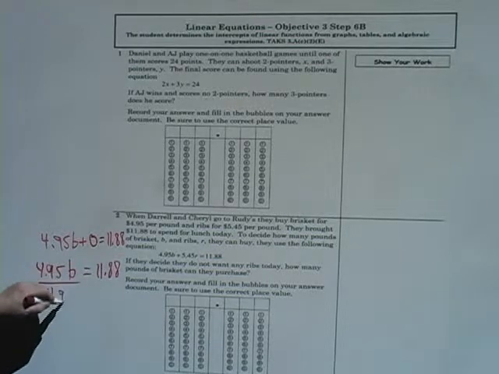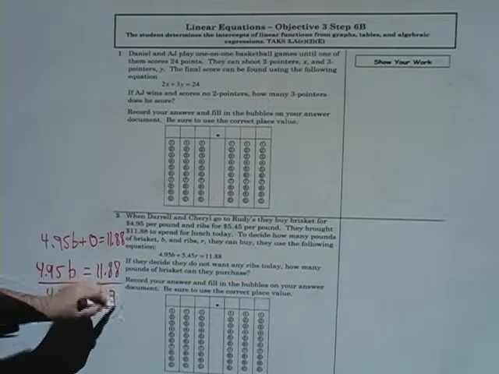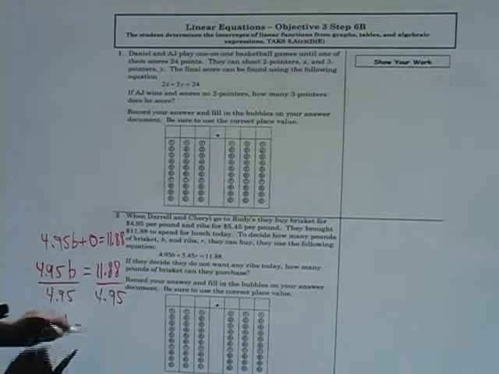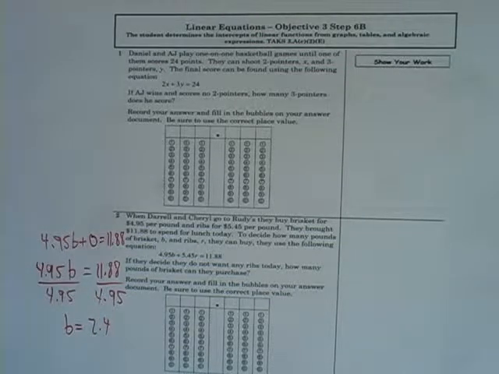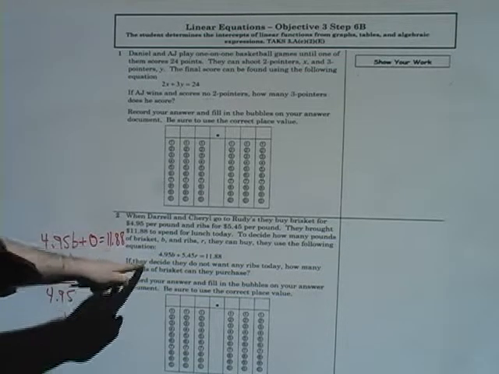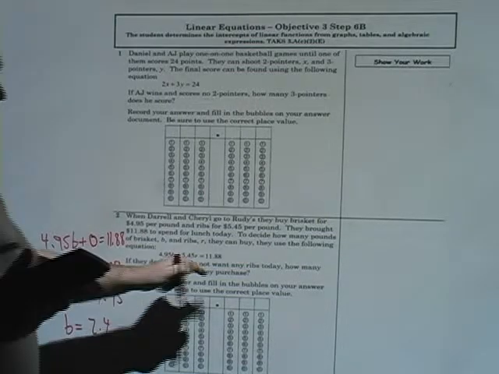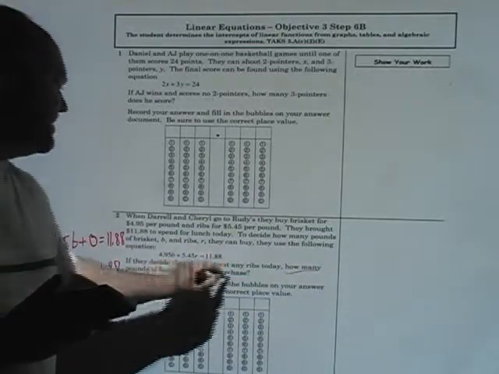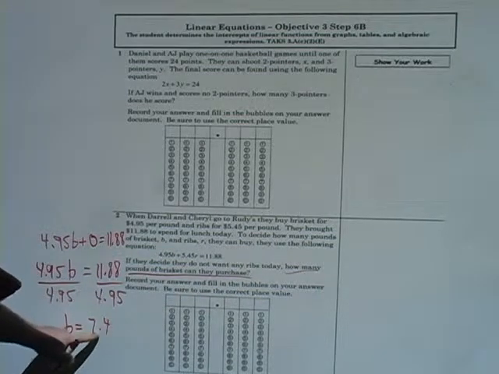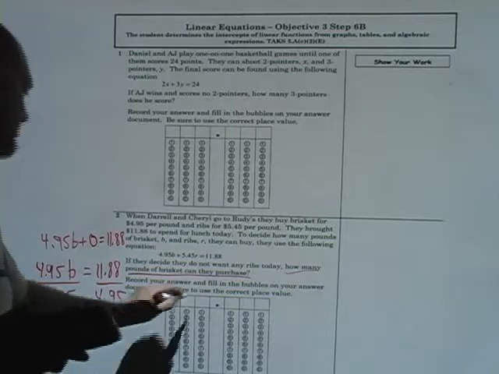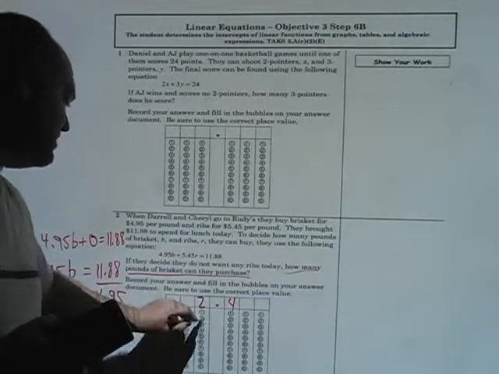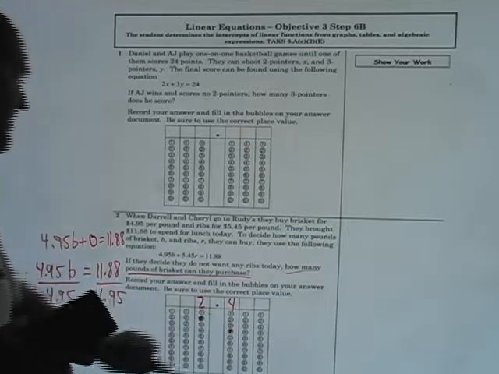Divide by 4.95 on both sides, and we get B equals 2.4. And make sure it makes sense. What are they asking for? It says how many pounds of brisket can they purchase. So 2.4 pounds at $4.95 a pound. If you multiply that out, you get $11.88. So 2.4 pounds. You need to bubble it in just like that.